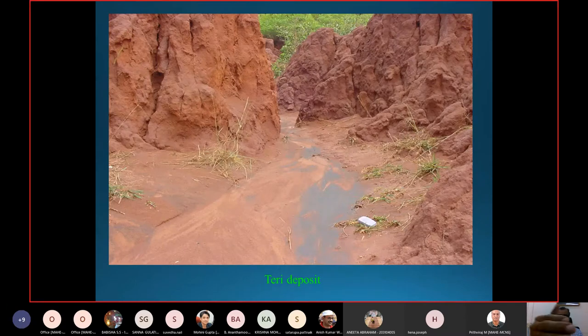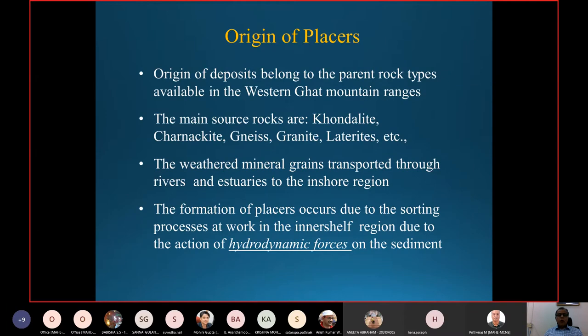And this is what I said about the Teri dunes deposit. Here also a lot of minerals occur, you can see here. How do these placers originate? Probably you all know rocks: rock is nothing but an aggregate of minerals.